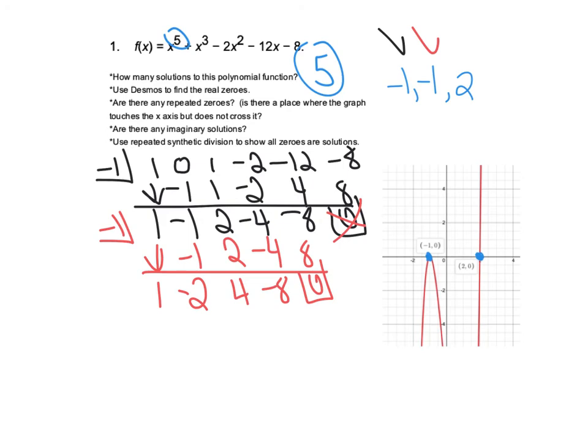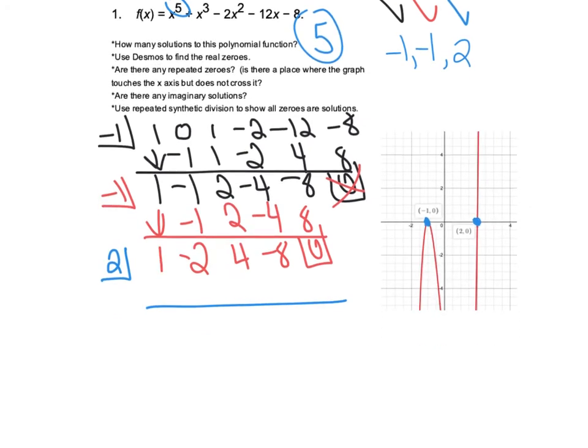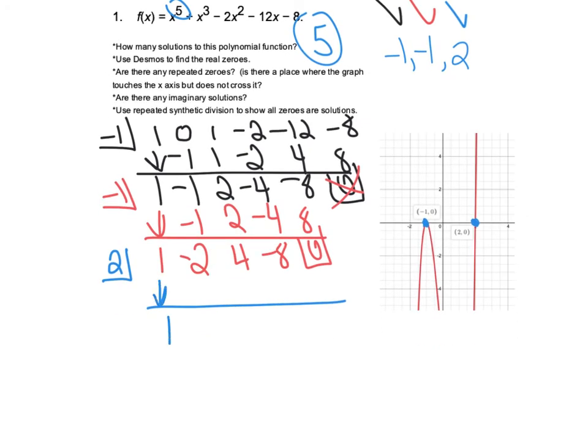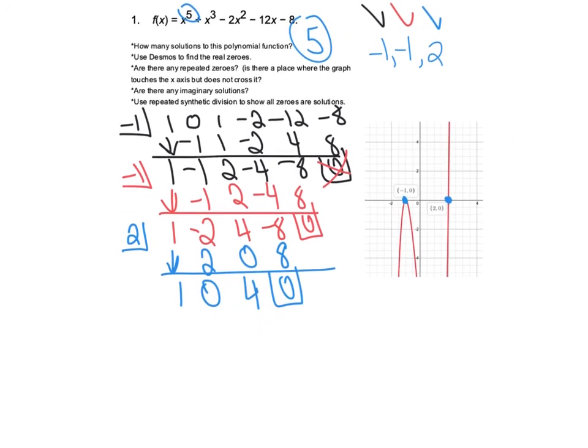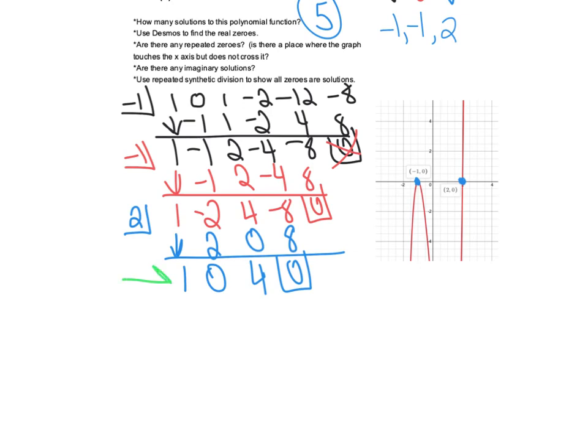Now I'm going to synthetically divide by 2, so I'm going to put my 2 right here. And synthetically divide again. Bring down my 1. -2 plus 2 is 0. And then I have a 0, 4, 8. And I got a remainder of 0 again. Okay, so now I have synthetically divided by all 3 of my real zeros, and I'm left with 1, 0, 4.